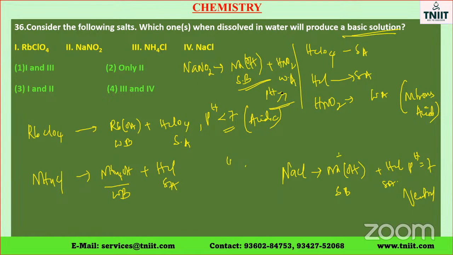Therefore, the answer for this question is only option 2. Only this will form a basic solution. All the others, these two will be acidic and this will be neutral. I hope you understand. This is called hydrolysis of salt. Whenever a salt is dissolved in water, the solution formed can be acidic, basic, or neutral based on the nature of the ions present. So you should remember.